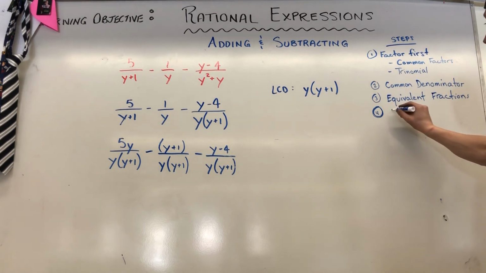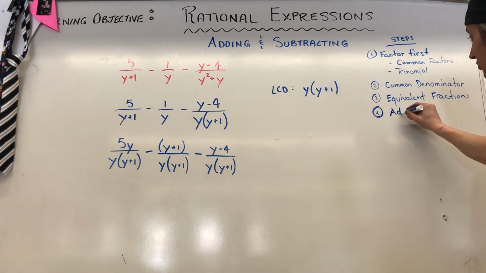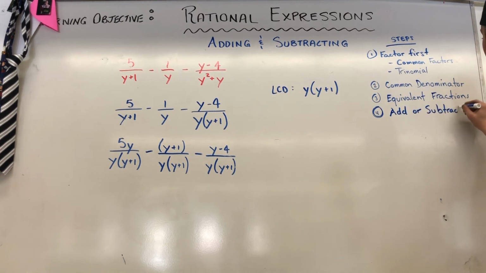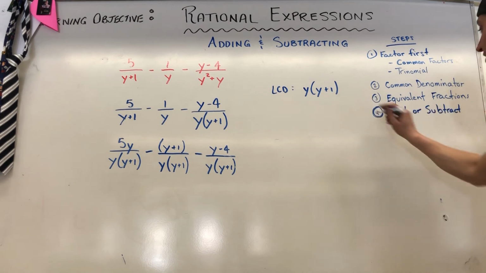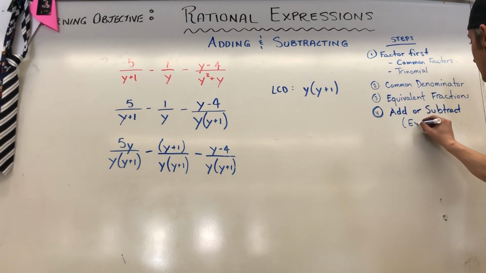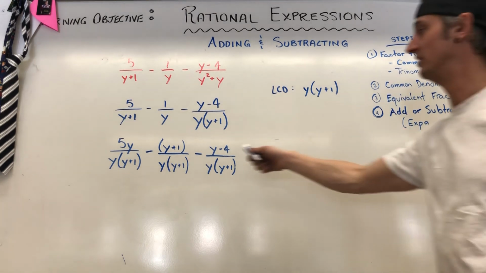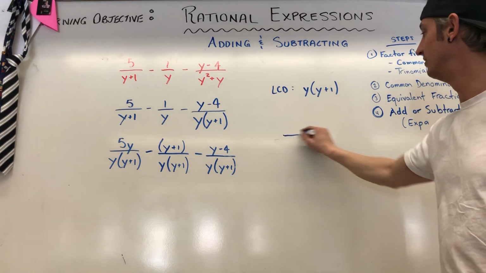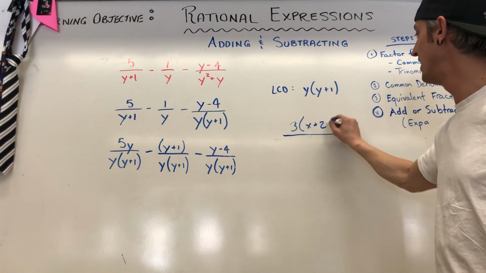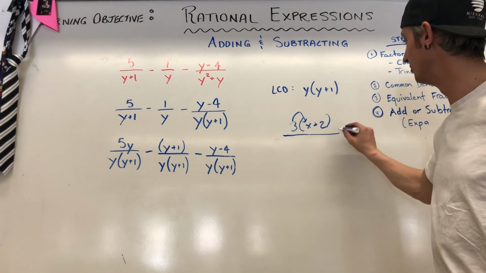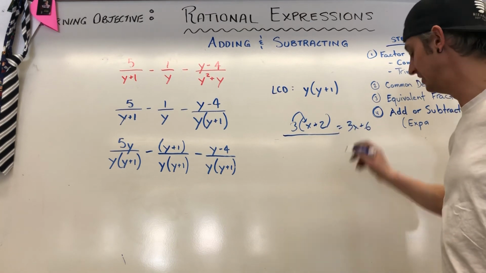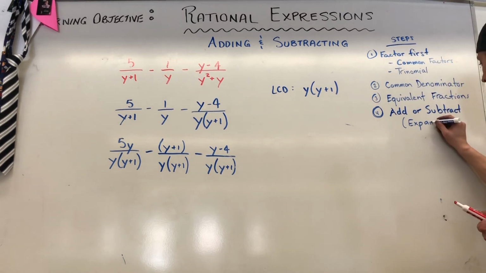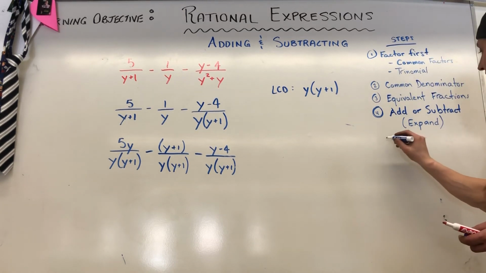And then you are going to add or subtract. And you're also going to expand your numerator, expand all the multiplications. Expanding just means if I have, like, 3 times x plus 2, expanding just means that I'm going to actually do 3 times x, so it becomes 3x plus 6. We need to do that in this case so that we can add and subtract properly. So we got to expand. Add and subtract and expand.